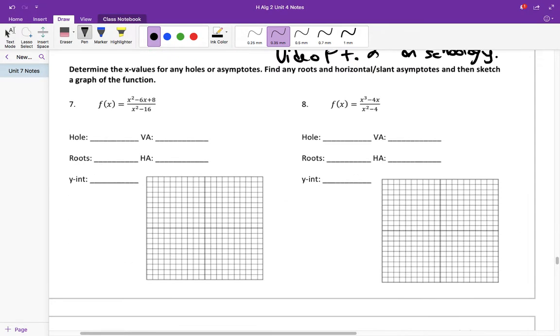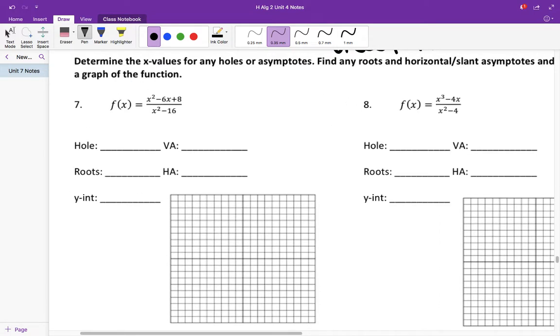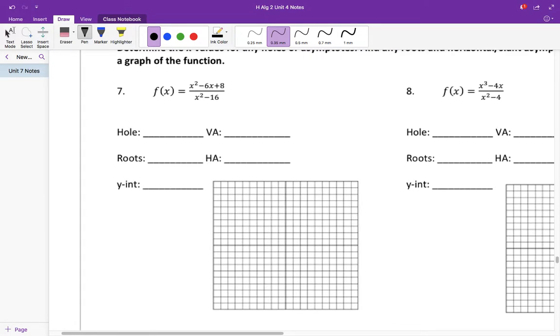So let's take a look at some examples here, and these will be the only two we work through today. It says determine the x values for any holes or asymptotes, and then find any roots and horizontal or slant asymptotes, and sketch a graph of the function. So I'll let you know what my first preference is.